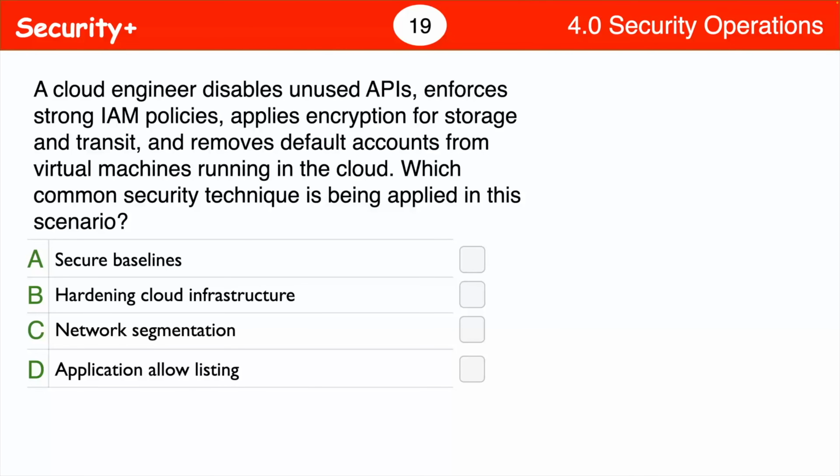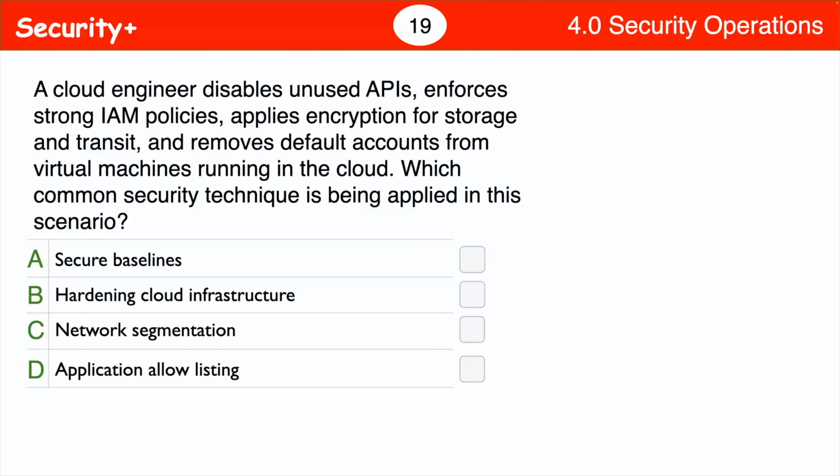Question 19. A cloud engineer disables unused APIs, enforces strong IAM policies, applies encryption for storage and transit, and removes default accounts from virtual machines running in the cloud. Which common security technique is being applied in this scenario? A, secure baselines. B, hardening cloud infrastructure. C, network segmentation. Or D, application allow listing.